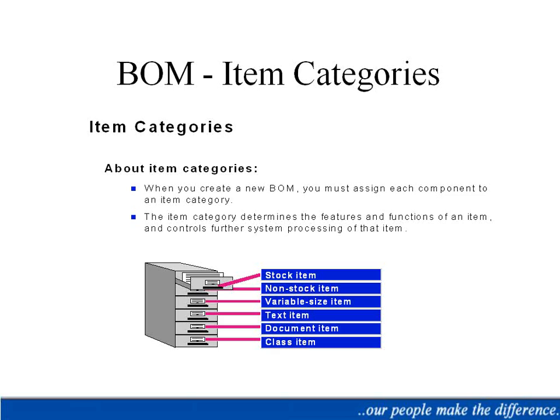Okay, no problems. So we are aware of the different item categories in the BOM. The BOM does not necessarily always have material components. Non-material components also can be assigned depending upon the circumstances and the requirement. Of course, 80% of our dealings will be with either a stock item, non-stock item, or variable size item. At most, sometimes they may assign a class item or text item. Is that clear? I'm proceeding further.